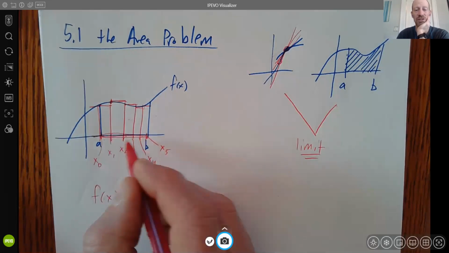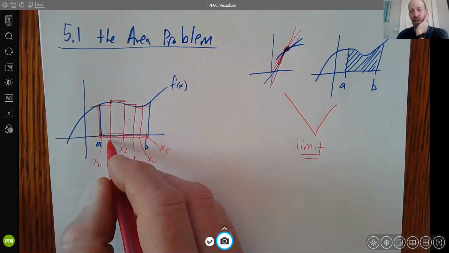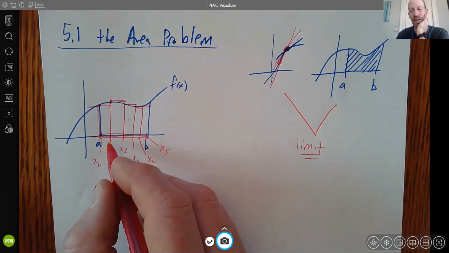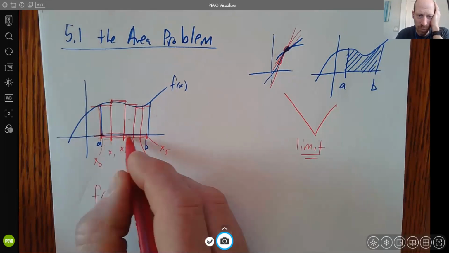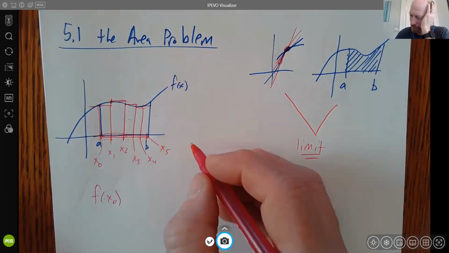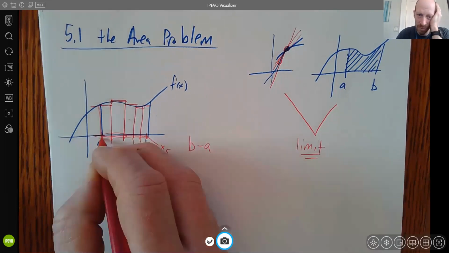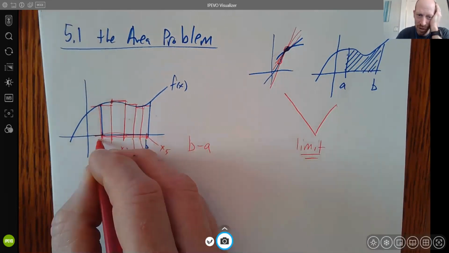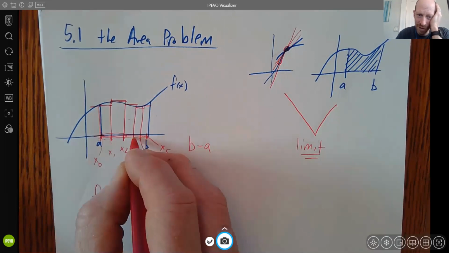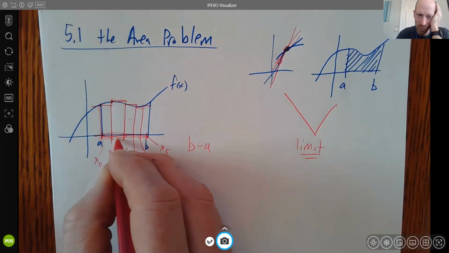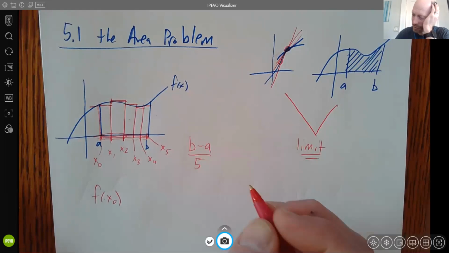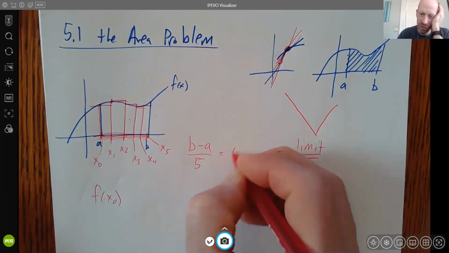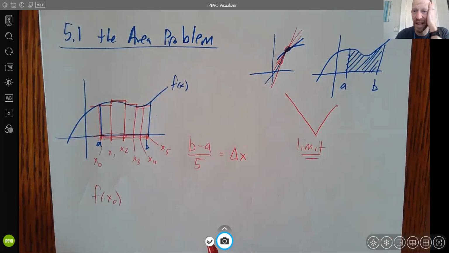It's easiest if I just make all these rectangles the same width. I don't have to actually, but I don't need to make unnecessary work for myself. So if I make all these rectangles the same width, one way to write that down is to say b minus a, that's that distance here, right? Larger value minus smaller value. And then I wanted to divide it into 5 pieces, right? So 1, 2, 3, 4, 5 chunks. So this is equal to the width of each of those rectangles, and I'm going to call that width delta x.